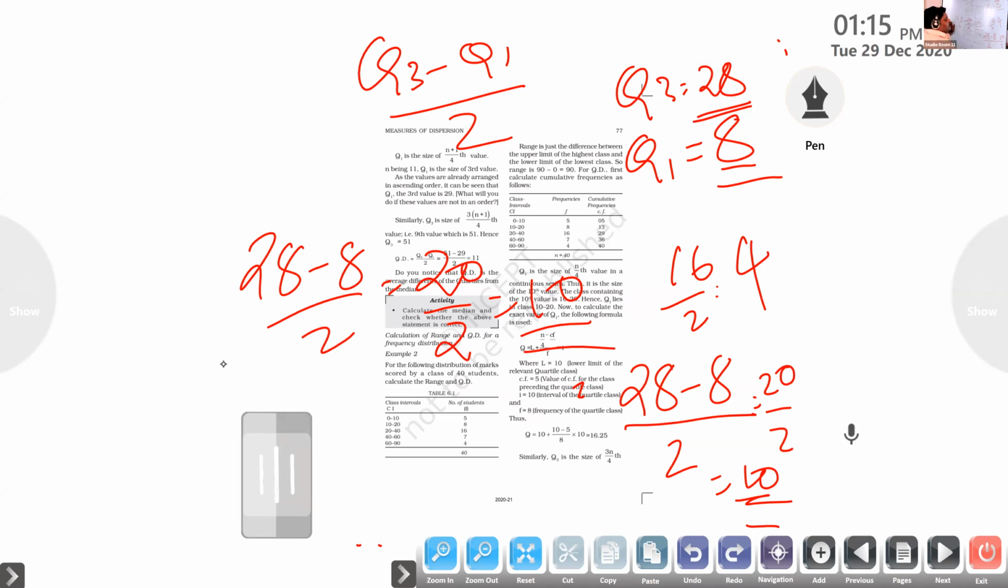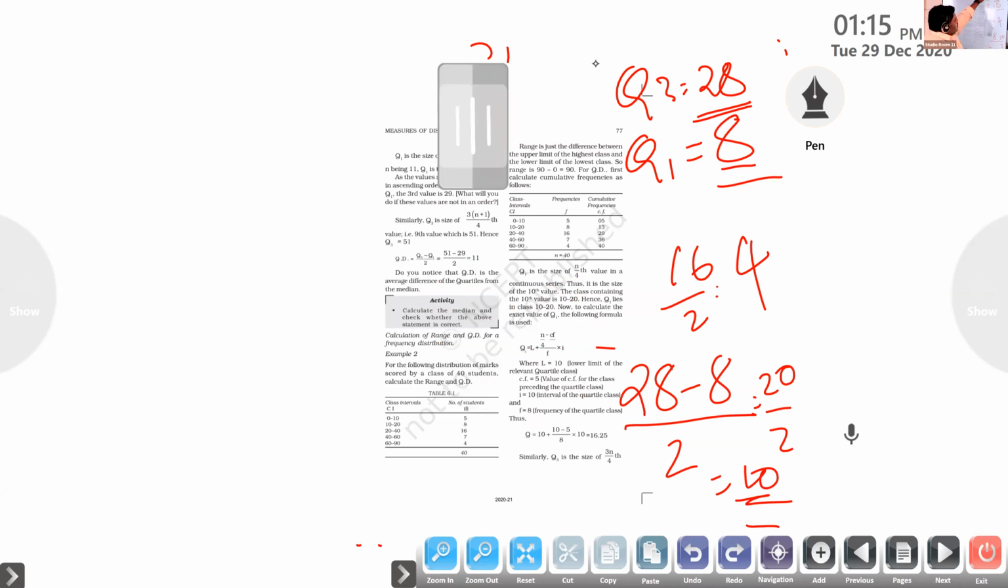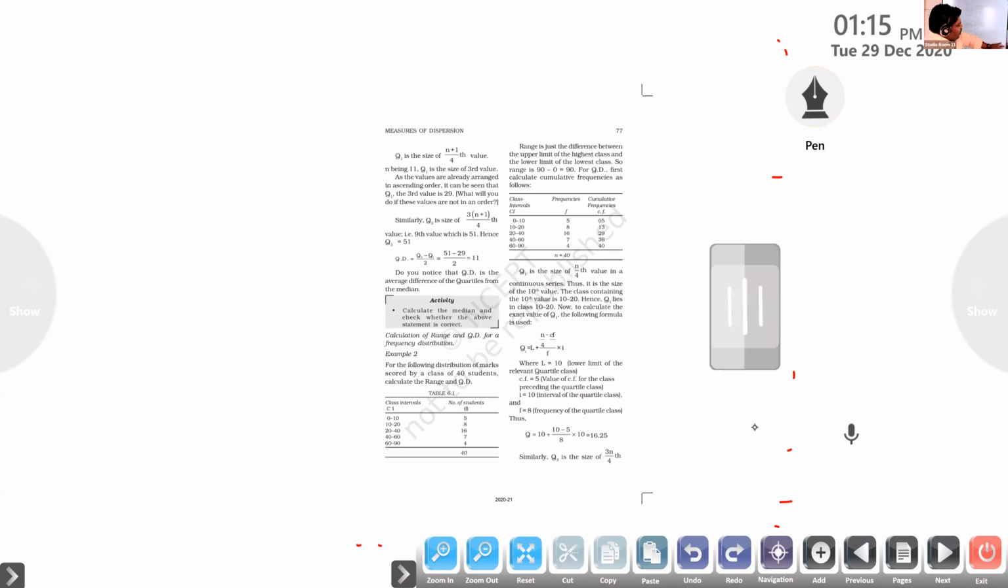Any doubt? So just write on homework and complete that for tomorrow along with the first homework.